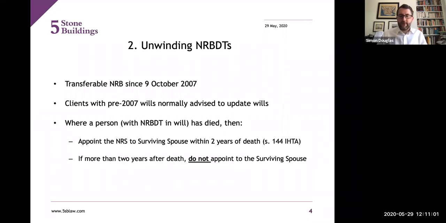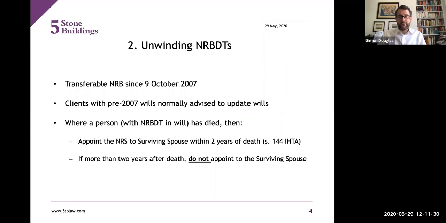What happens though if the person whose estate you're dealing with died more than 2 years ago? Well, what you absolutely must not do is appoint the nil rate sum to the surviving spouse. That appointment will not be read back into the will, so it won't be treated as being affected by the first spouse's will. Rather, it will simply be treated as a disposition from the trust by the trustees.